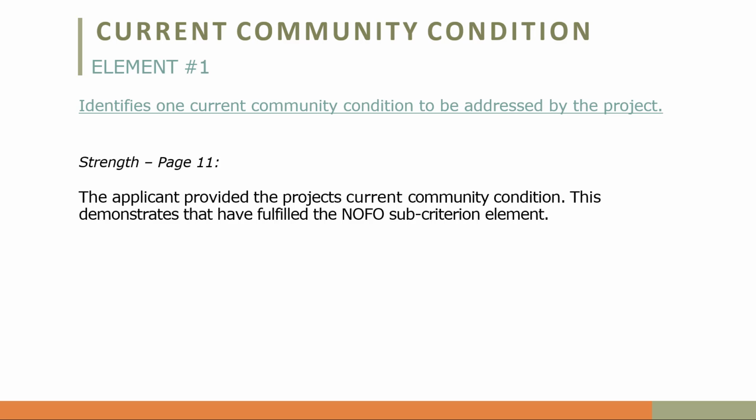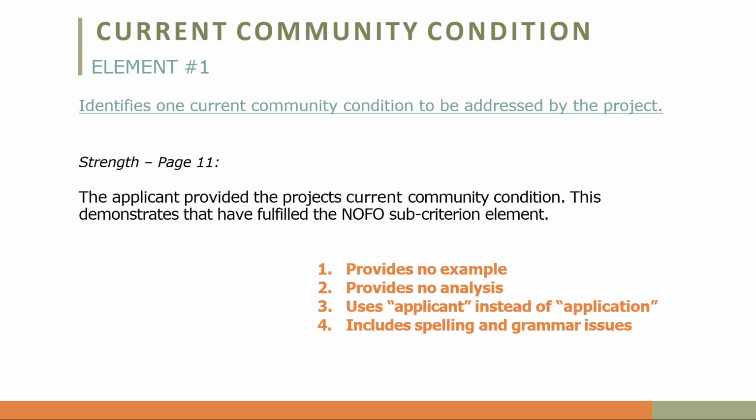After reviewing an application, this panelist wrote that there was a strength on page 11. They said, "The applicant provided the project's current community condition. This demonstrates that have fulfilled the NOFO subcriterion element." What's wrong with this comment? Well, unfortunately, there is no example. There is no analysis to determine how much of a strength this is. They use the term applicant instead of application, and there are some grammatical issues.